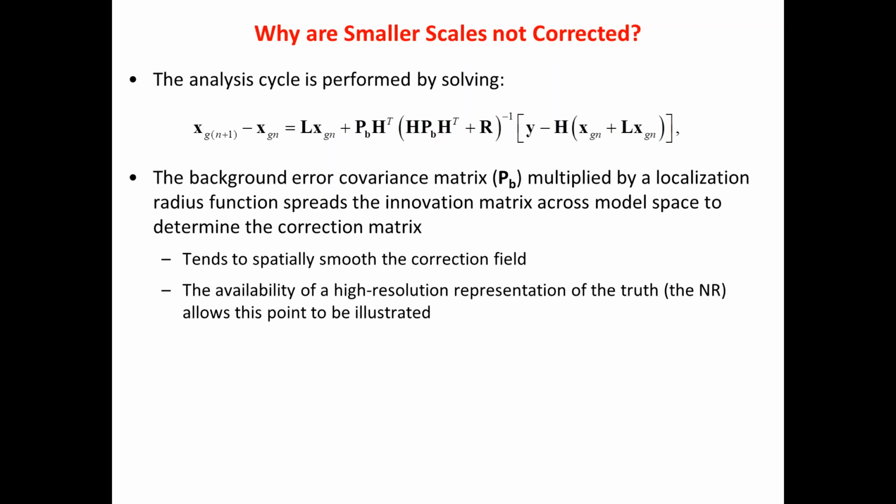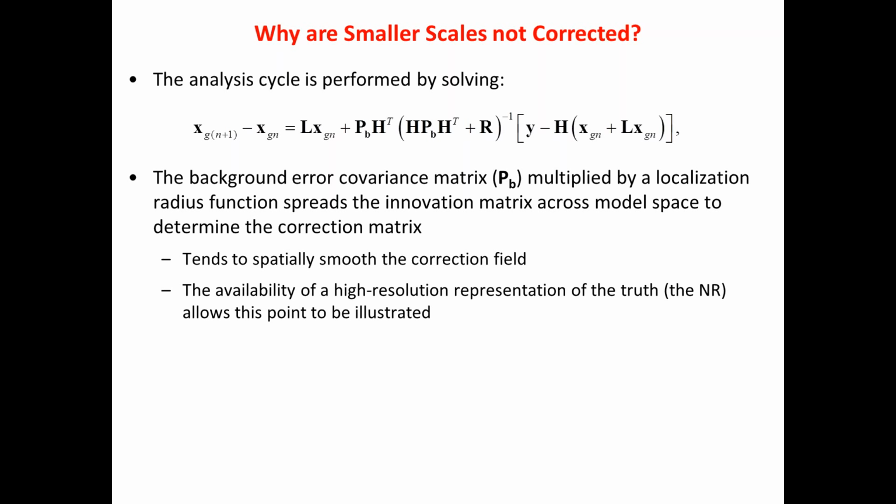Okay, I showed in all those spectra and coherences that the smaller scales are not corrected. Why are smaller scales not corrected? Basically, I show the analysis equation here that we solve. The key takeaway here is that the background error covariance matrix, P sub B, is multiplied by a localization radius function to prevent large or significant correlation at long distance from influencing the solution. This resulting function is what spreads the innovation matrix across model space to determine the correction field.